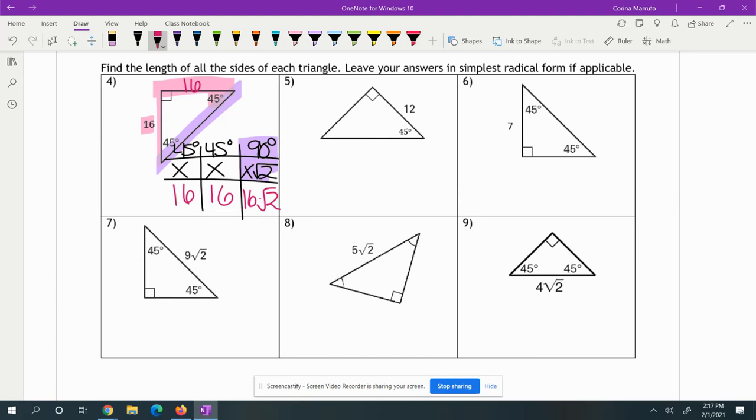Okay, so moving on to the next one, let me label it on here. This one is 16 and the square root of 2. All right, moving on to the next one. We're going to do the same thing. We're going to organize all our information. So we have 45, 45, 90.